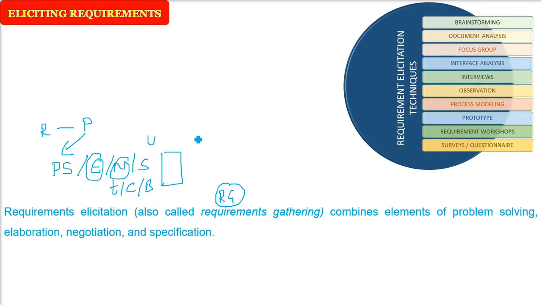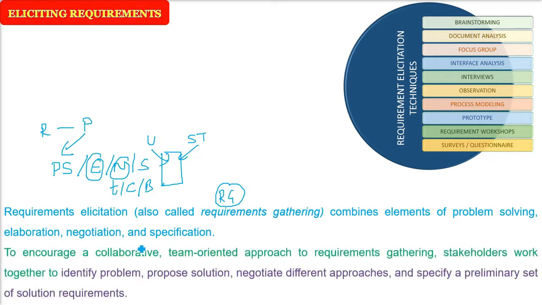For example, the user and the software team agree on certain terms. So the main idea is to collaborate, that is, sit together and discuss and decide. This encourages a collaborative, team-oriented approach, because in order to get the requirement, we need all to sit together. So we work with the stakeholders.